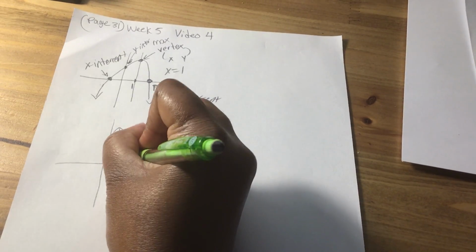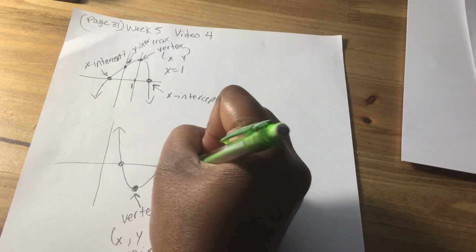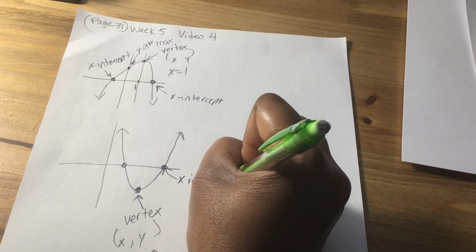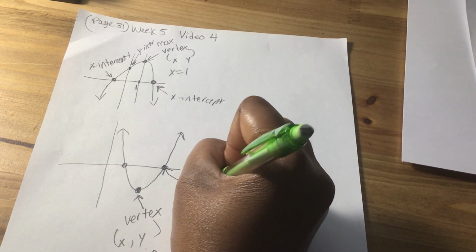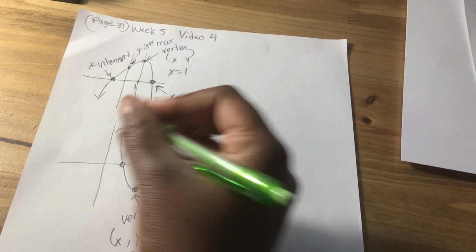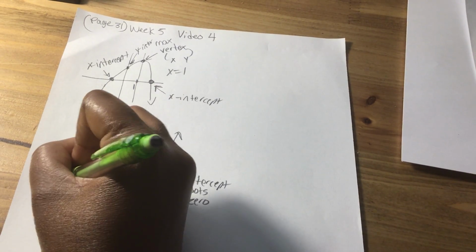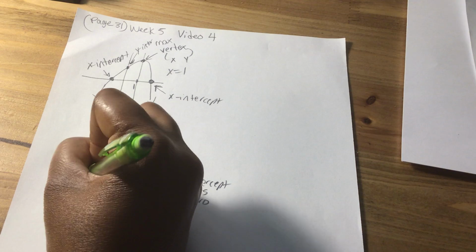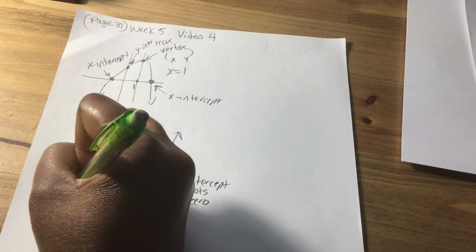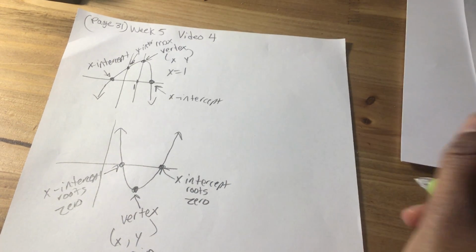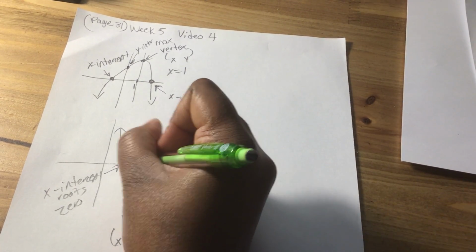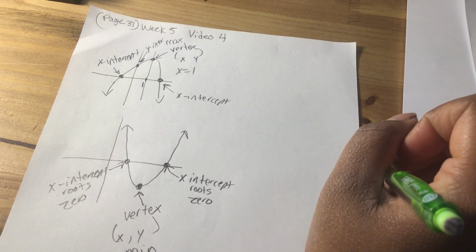Where the parabola crosses the x-axis is called your x-intercept. Another word for x-intercept could be roots, or it could be zeros. They all mean the same thing, okay? Zeros is just saying that y has to be 0 when it crosses the x-axis, okay?